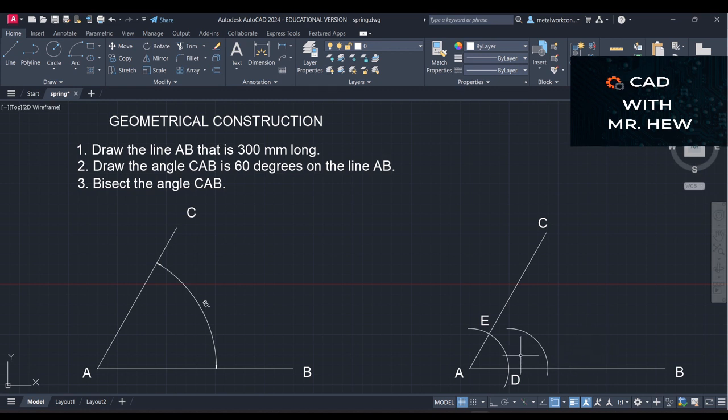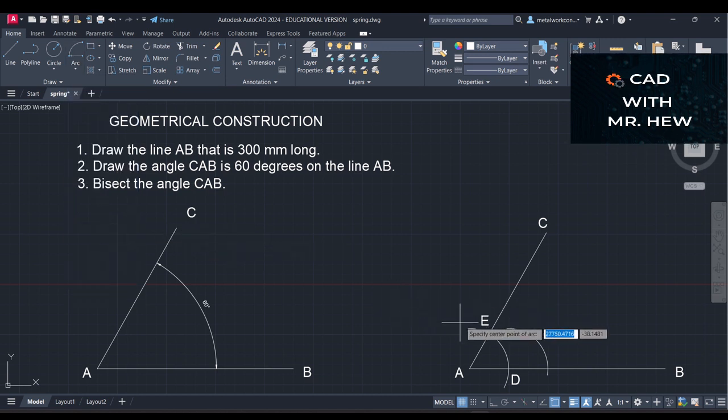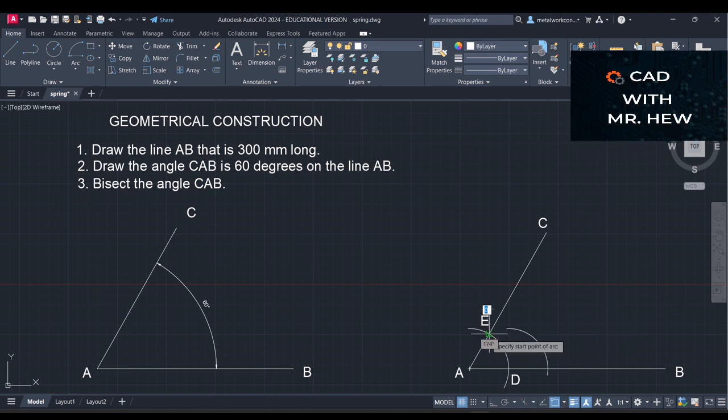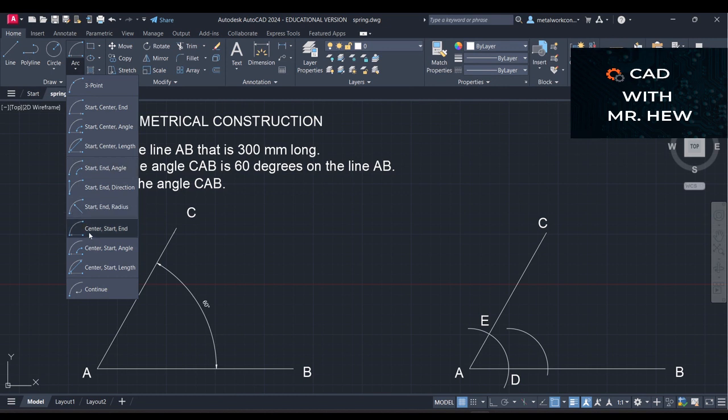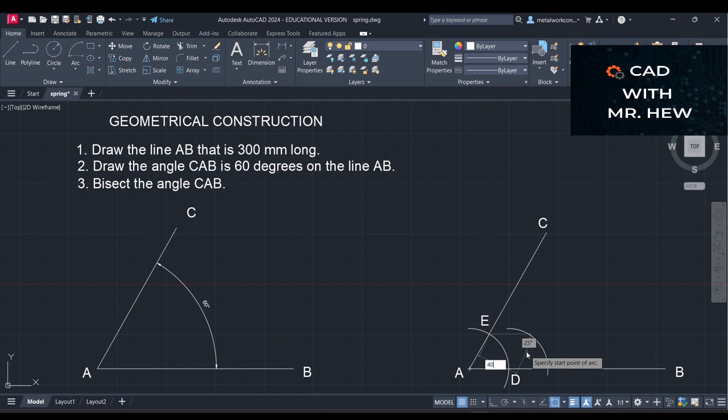We're going to do the same thing from E. We're going to mark an arc, center E, with the same radius. The radius has to be the same. So if you use 50, you have to use the same 50 radius from center points D and E. So we're going to make it 40 millimeters again. Center at E, radius 40 millimeters. And here it is.